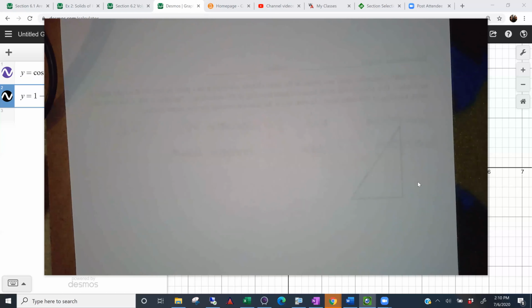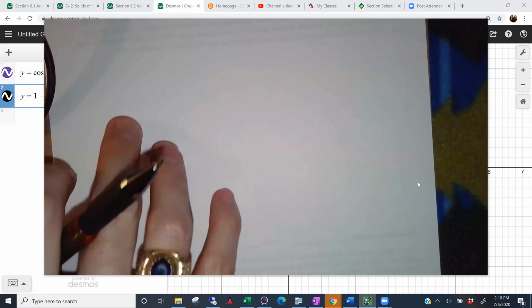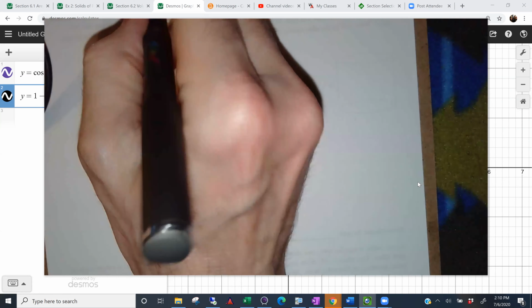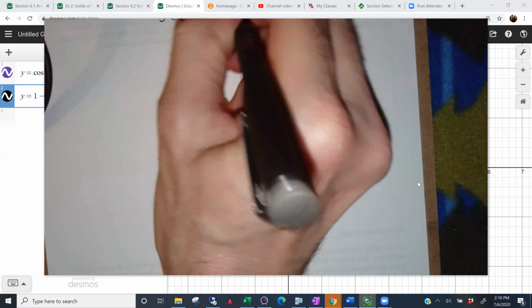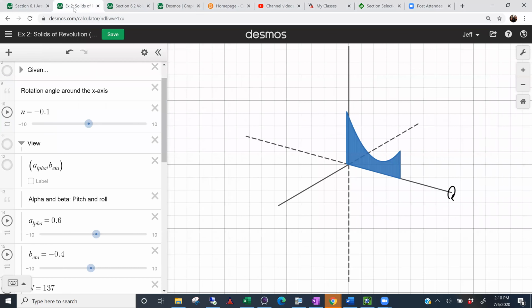So we're going to move on to section 6.2, which is volumes. So this is part one of two methods that we're going to work with, finding the volume of a solid of revolution. And let me see if I've got something that we can look at here. Yeah, this one's pretty good.